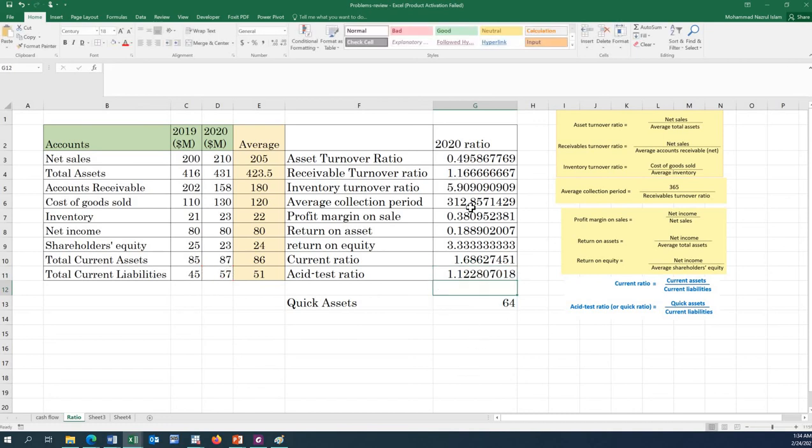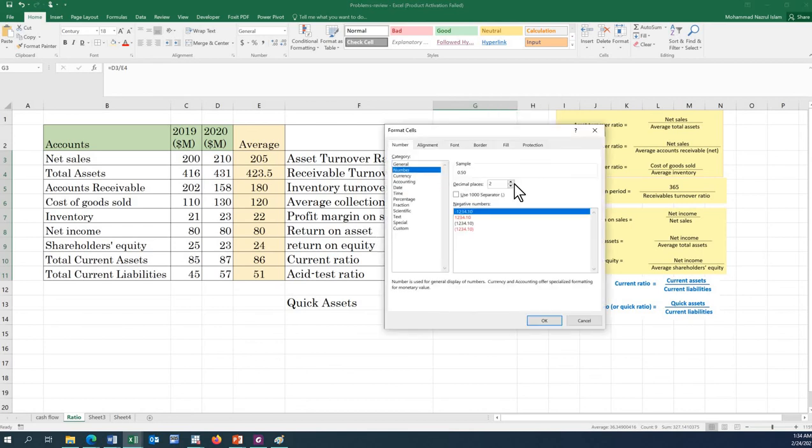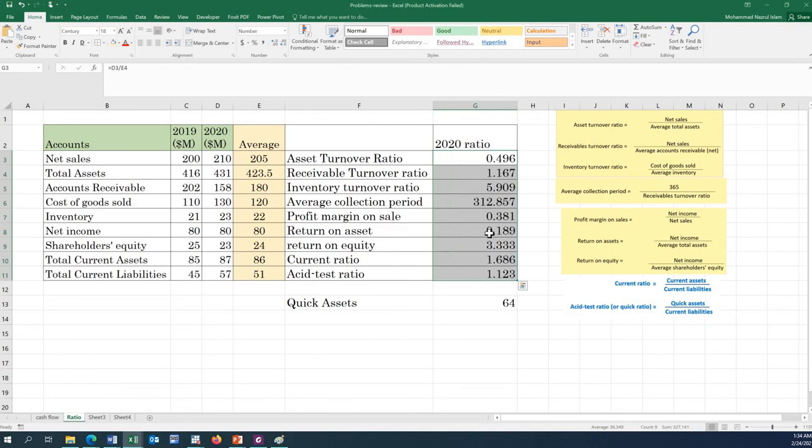So these are the ratios we have calculated, and let me format the cell number. Okay, it's better now. So this is how we calculate the different ratios. I hope you have understood what the ratios mean.